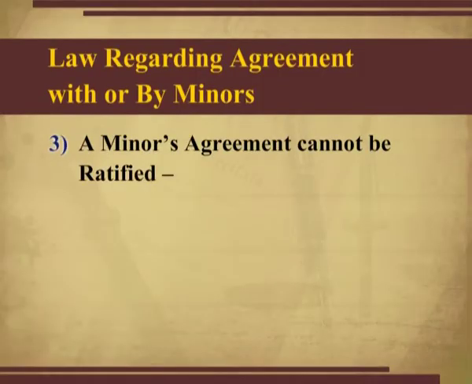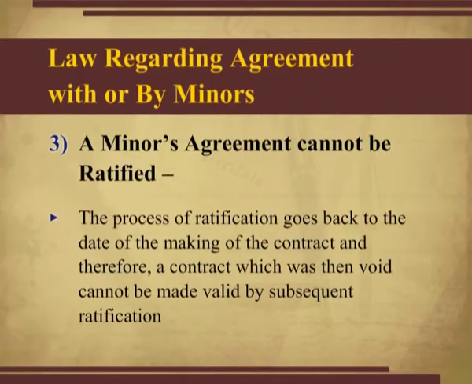The third important point is that a minor's agreement cannot be ratified. When we say that a minor's agreement is void ab initio, it means that such an agreement does not exist in the eyes of law, and hence it cannot be ratified by a minor even after he attains the age of majority. To ratify means to adopt or accept subsequently. The process of ratification goes back to the date of the making of the contract, and therefore a contract which was then void cannot be made valid by subsequent ratification.